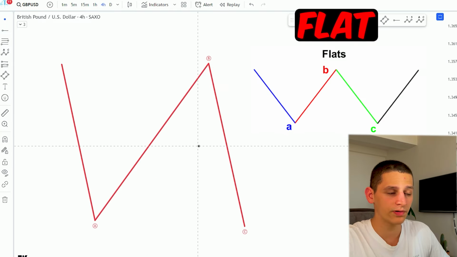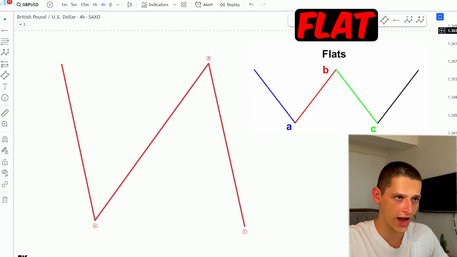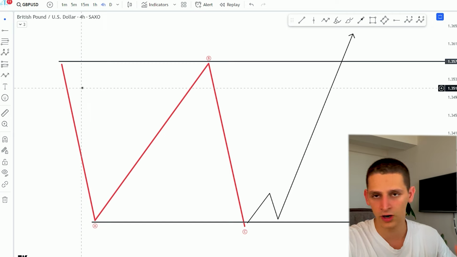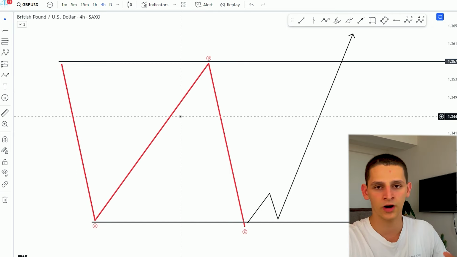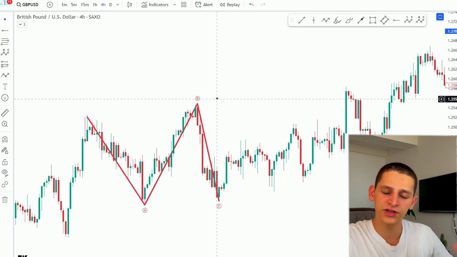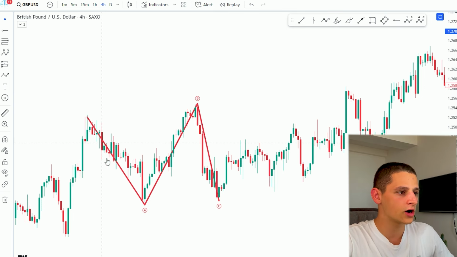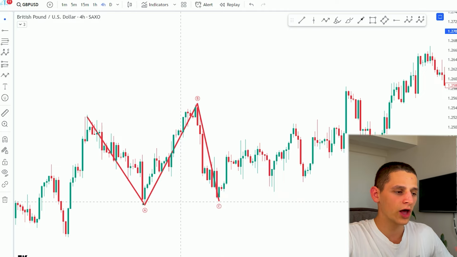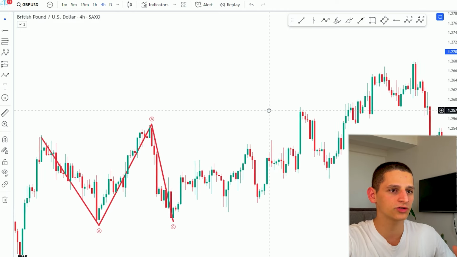The second type of correction is a simple flat. This is generally a range as the price bounces off of the last top, the beginning of corrective wave A. A simple Elliott wave flat correction is basically a range. This is an example of a simple flat correction, GBP USD again. So the A, B, C simple flat correction: B comes to the start of A and then C comes to the end of A, and the price after this flat correction continues its uptrend.